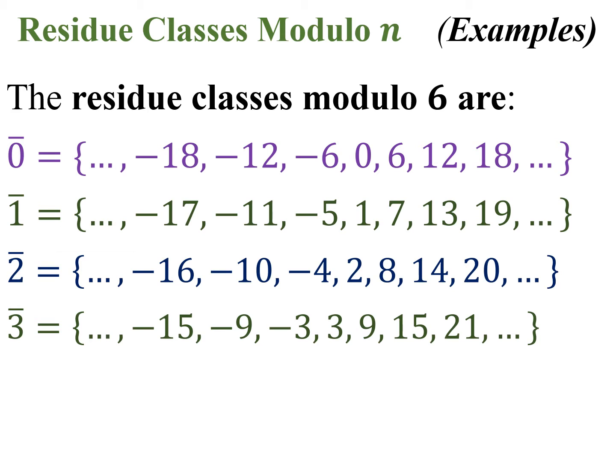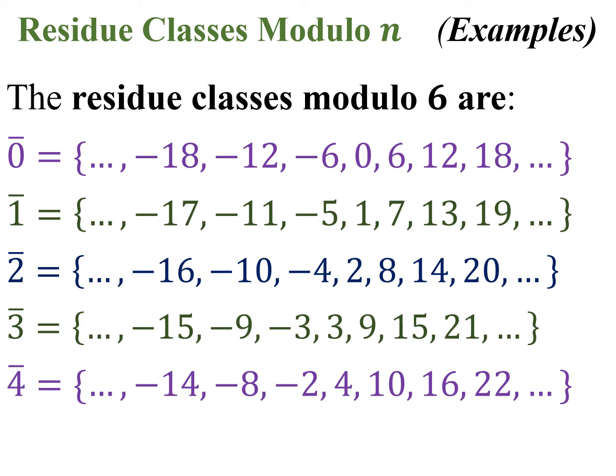The residue class of 4 again contains 4 itself and all the remaining integers which are congruent to 4 modulo 6 can be obtained as 4 plus 6 is equal to 10, plus 6 is equal to 16, plus 6 is equal to 22 and so on. 4 minus 6 is equal to minus 2, minus 2 minus 6 is equal to minus 8, minus 8 minus 6 is equal to minus 14 and so on.